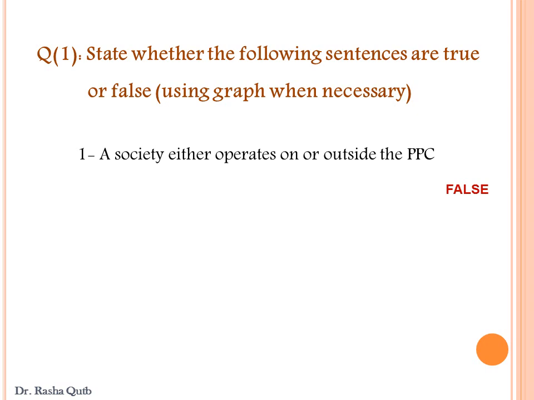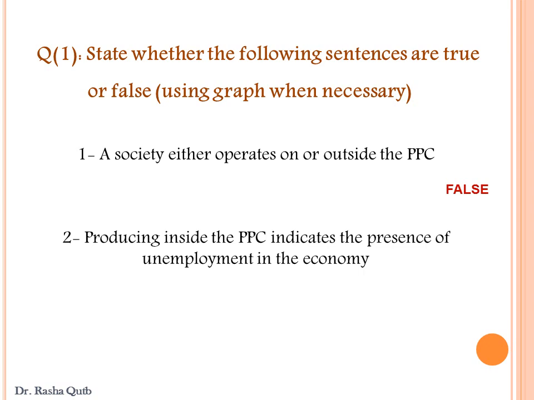Any point above the production possibility curve, the economy does not have the ability to produce a combination of two goods that is located outside the production possibility curve. Second sentence, producing inside the production possibility curve indicates the presence of unemployment in the economy. This sentence is true. Why? Because any point located below the production possibility curve indicates that we have unemployment or a recession. Here, our resources are not fully employed. We have idle resources.